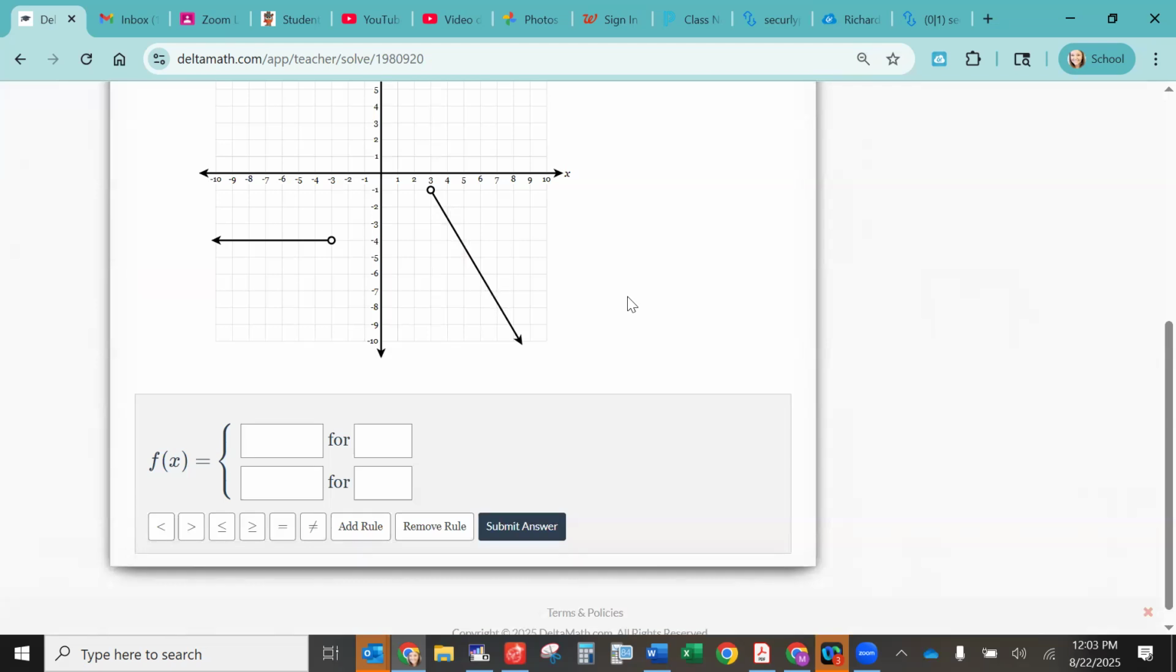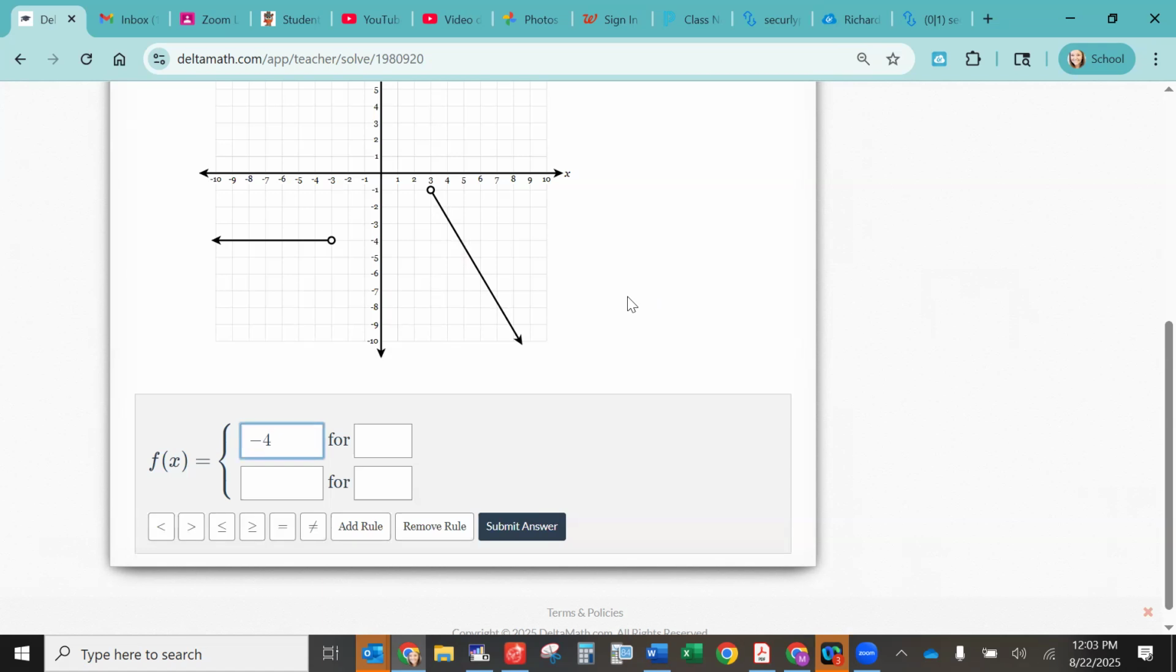All right, very first question. Okay, first piece. Now, the order that you do these in doesn't matter. I'm going to do the step first and then the line second. So let's start here. What is the y value for the step? -4. So go into your top row. You're going to put -4 for your y value.